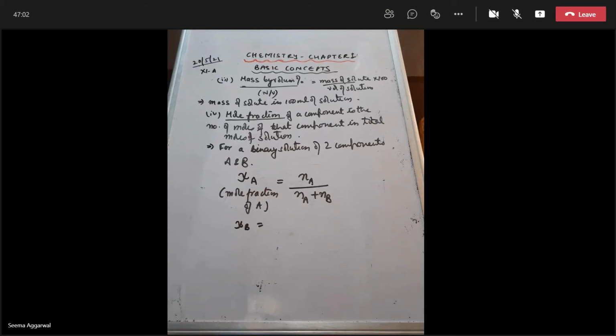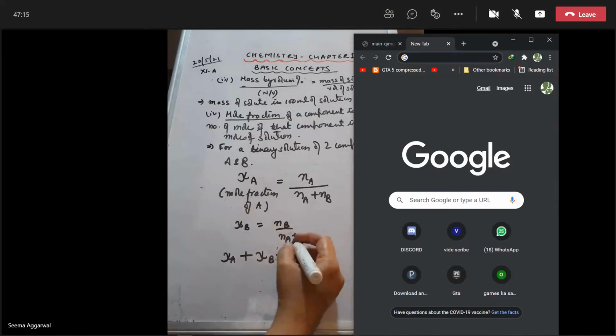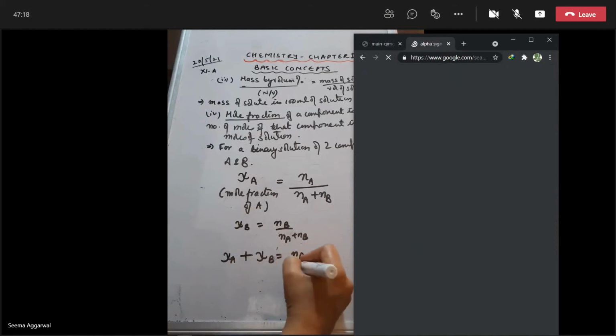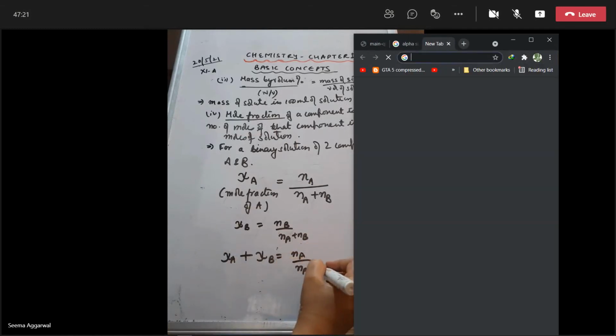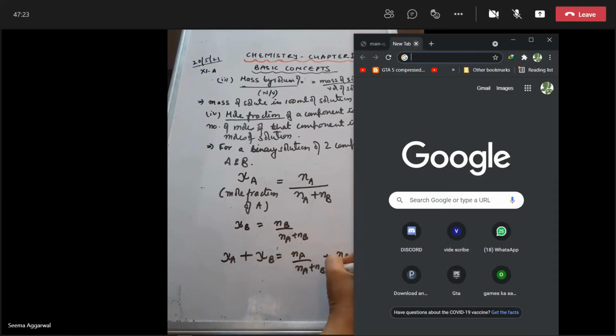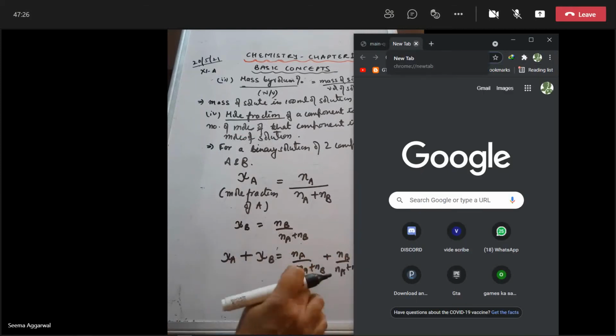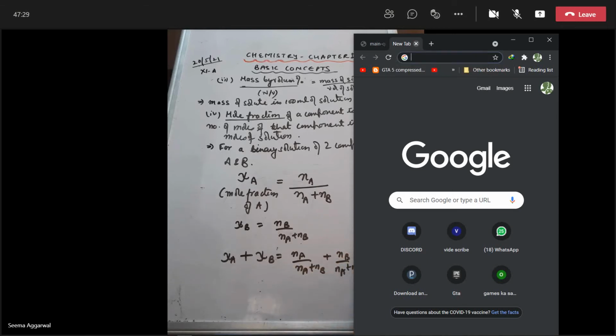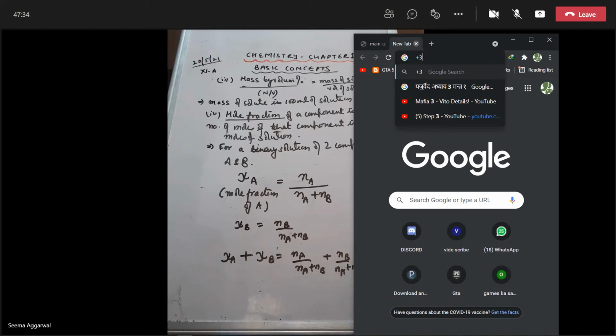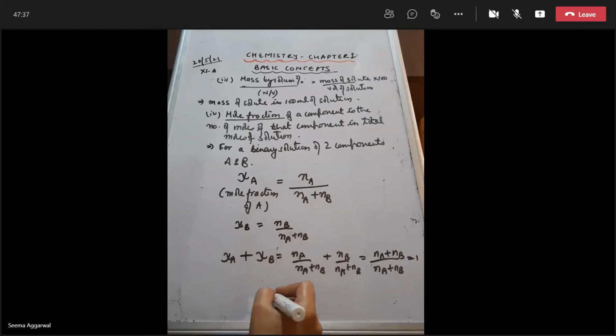NB upon NA plus NB. Now what is this one? If I am taking the mole fraction of component A and mole fraction of component B, suppose I am adding these two, so it is equal to NA upon NA plus NB plus NB upon NA plus NB. Denominator is common. We can see same denominator, so we can add the numerators. What does it mean? Total mole fraction of both the components is equal to 1.